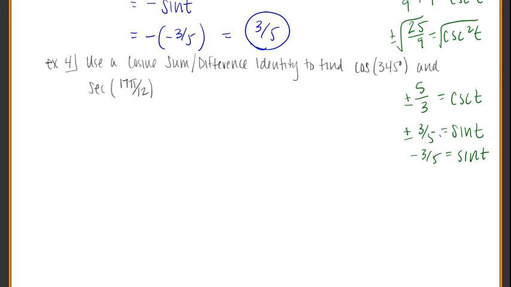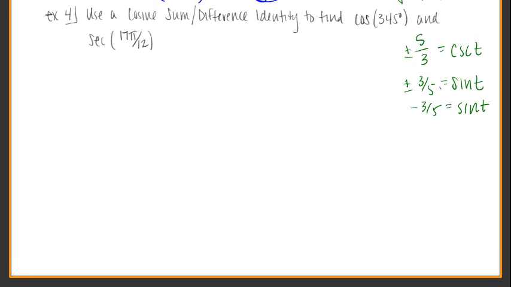So let's keep going on to the next example. We want to use a cosine sum or difference identity to find cosine of 345 degrees and the secant of 17 pi over 12. So what this is asking me to do is, obviously we don't have 345 degrees. That's not on our unit circle right now. You know 300, 315, and 360, but you don't know 345.